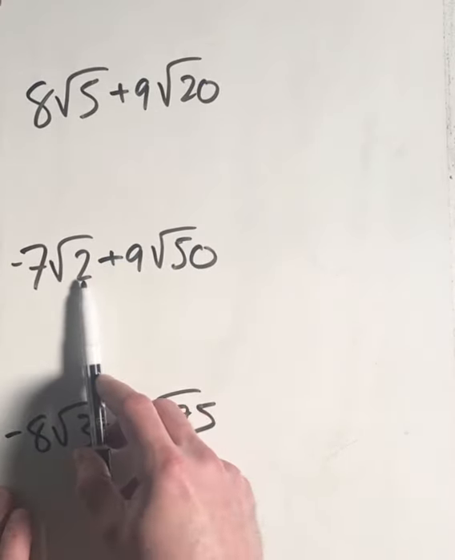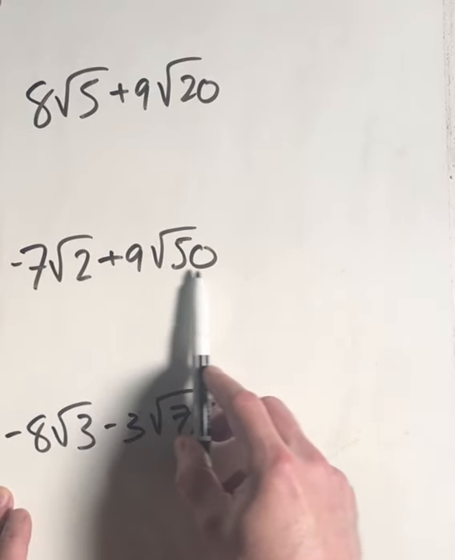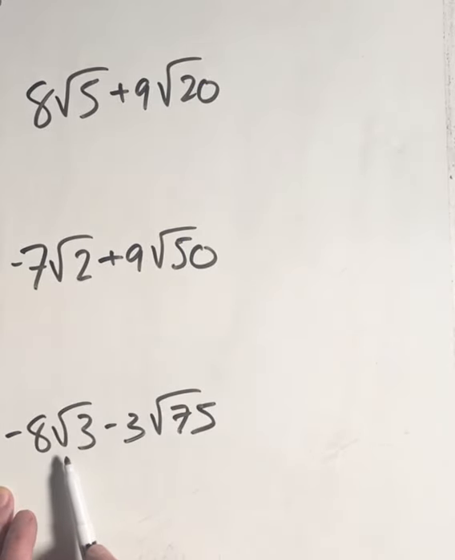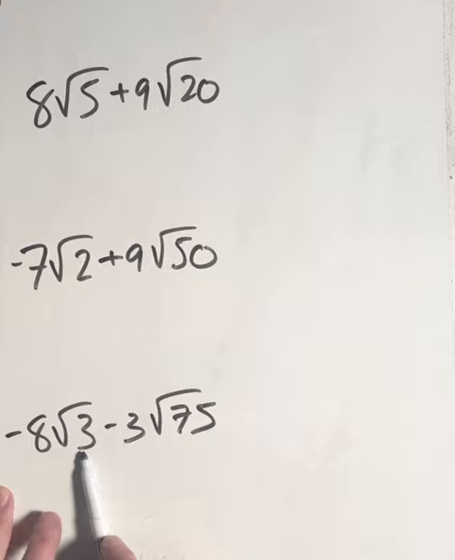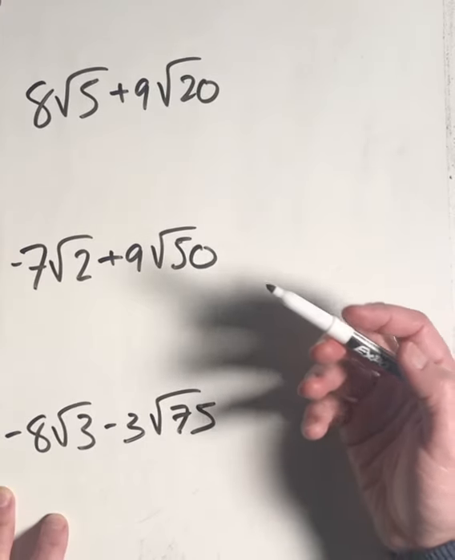Same thing here. Radical 2 is in its most simplified form. I should be looking for a factor of 2 inside here so that I can combine with this radical 2. Radical 3 is in its simplified form. I should be looking for radical 3, or 3, to be a factor of this number here. So let's see how that plays out.